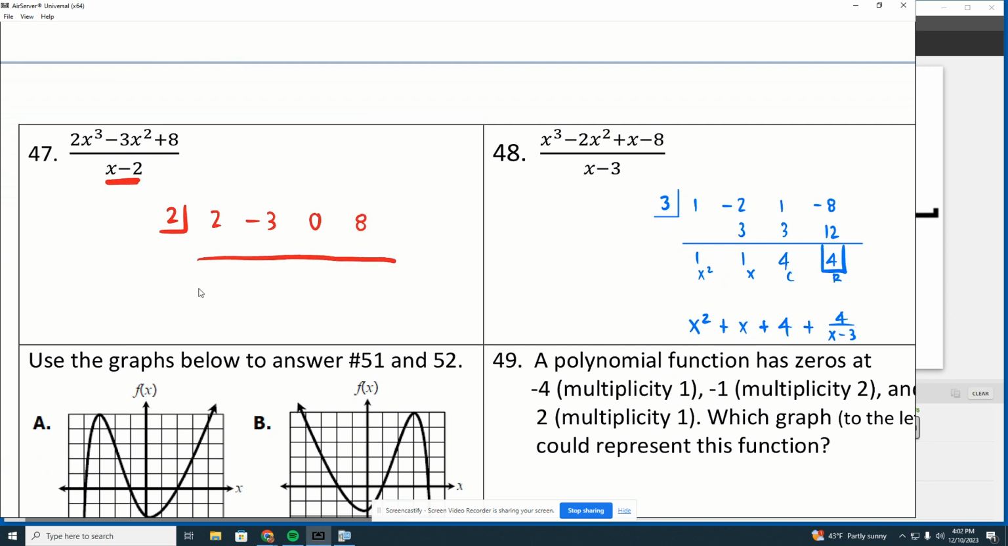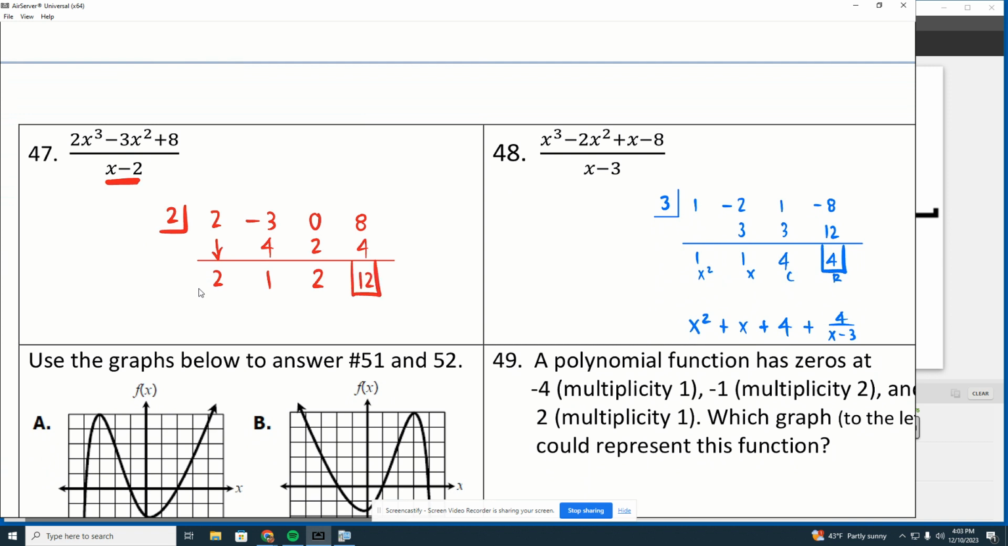We're going to bring this 2 down and start multiplying. Here we go. 2 times 2, 4. 4 minus 3, 1. 2 times 1, 2. 0 plus 2, 2. 2 times 2, 4. 8 plus 4 is 12.